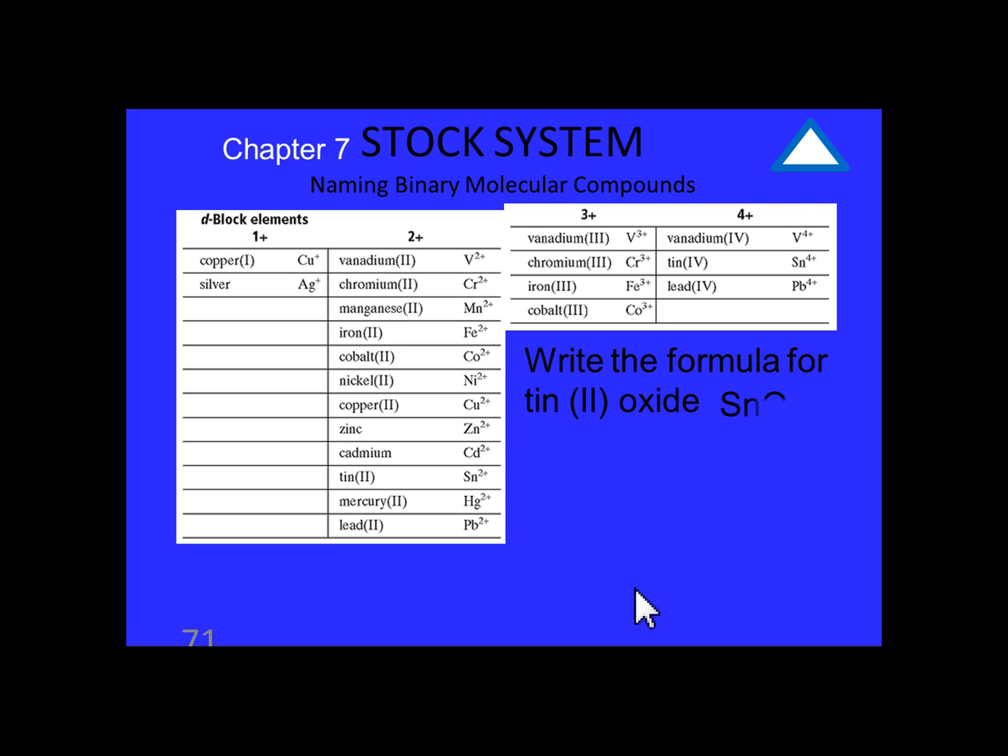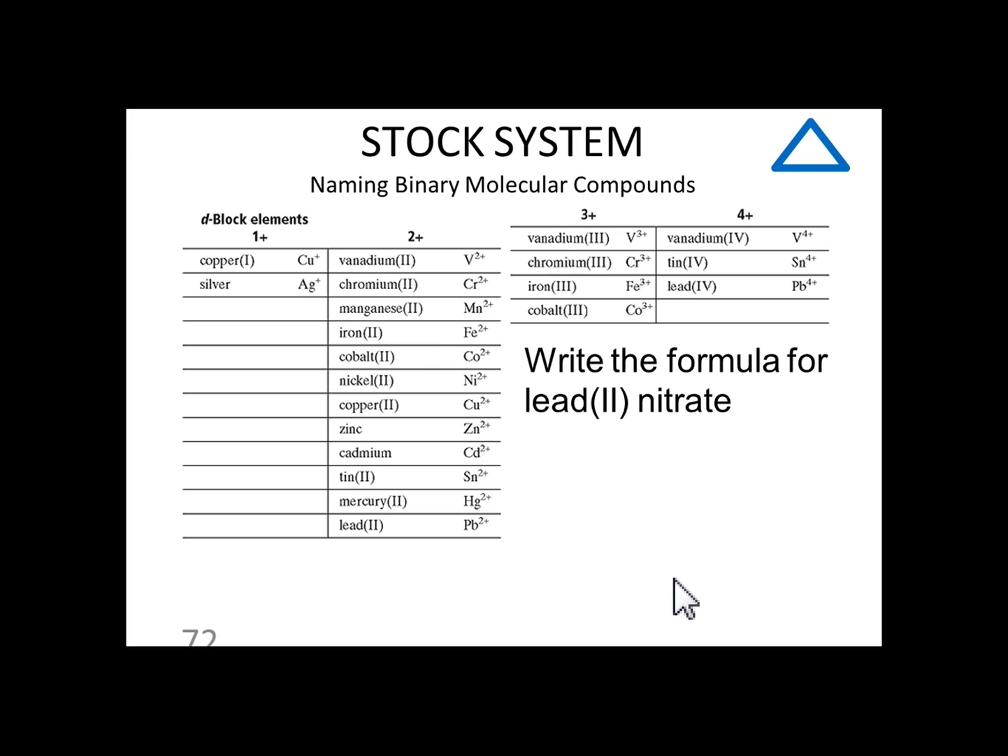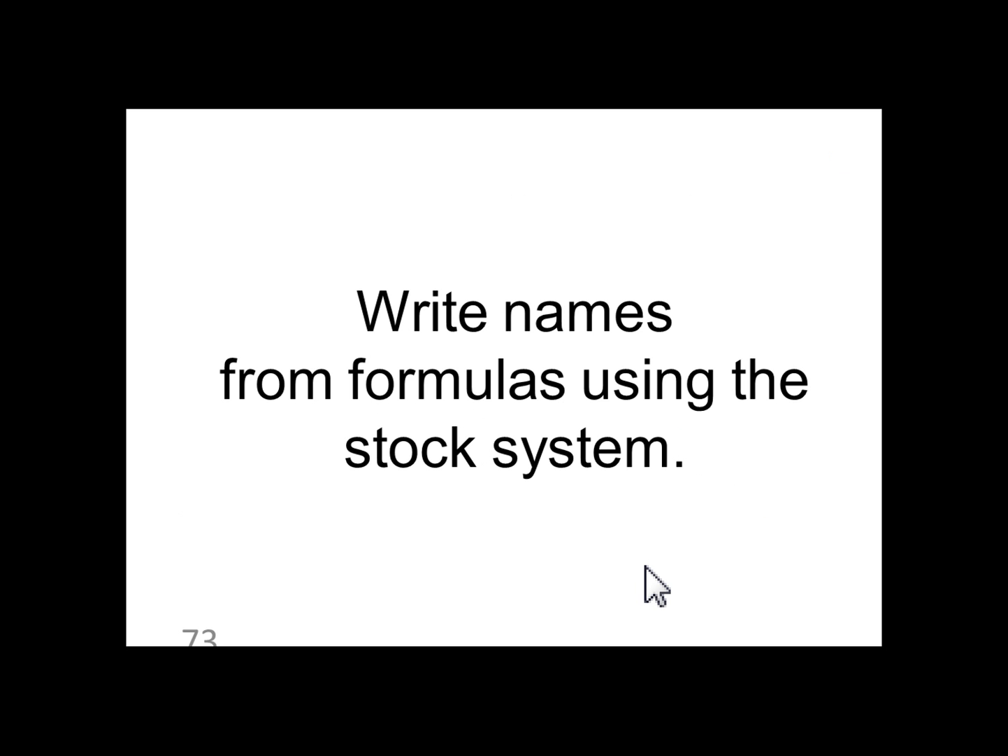Tin 2 oxide. Tin 2 has a charge of plus 2, and the oxide has a charge of minus 2, so its formula would be SnO. Tin 4 oxide would be SnO2. Lead 2 nitrate is Pb(NO3)2. Lead 2 has a charge of plus 2. The nitrate here is minus 1, so you'll need 2 of those.